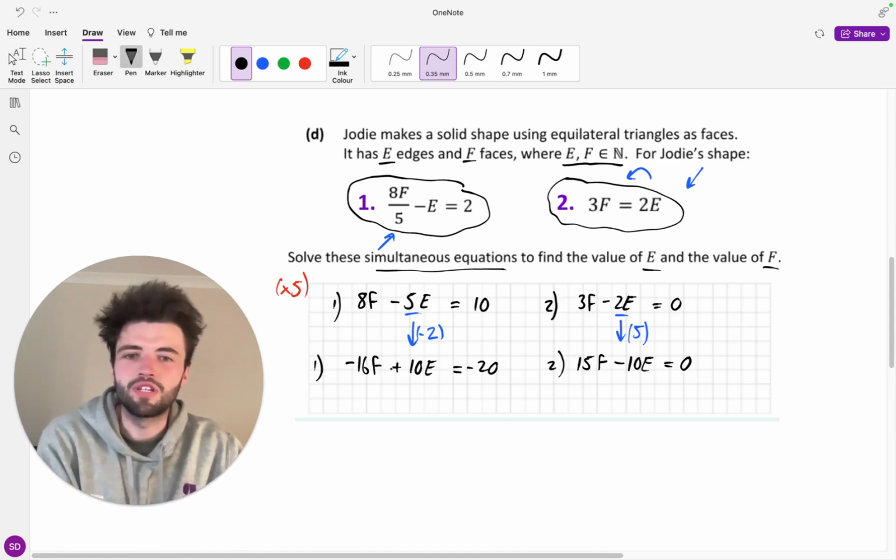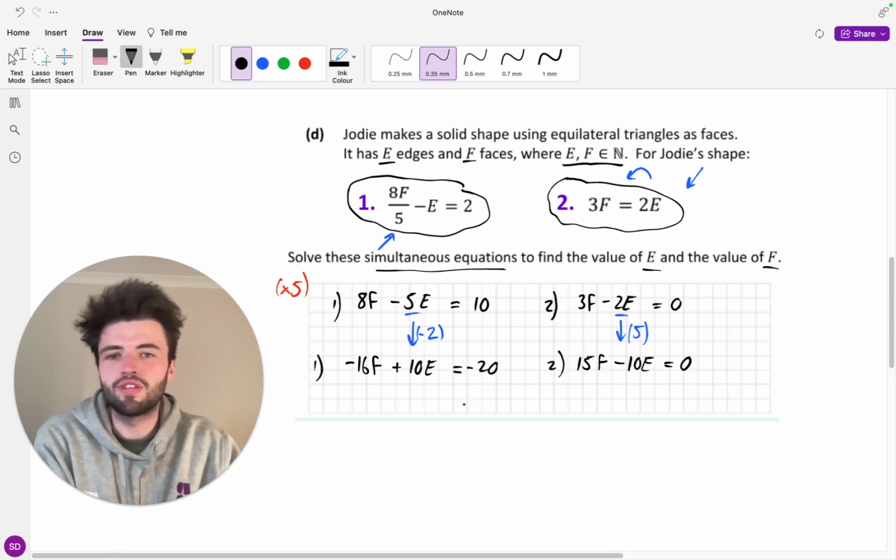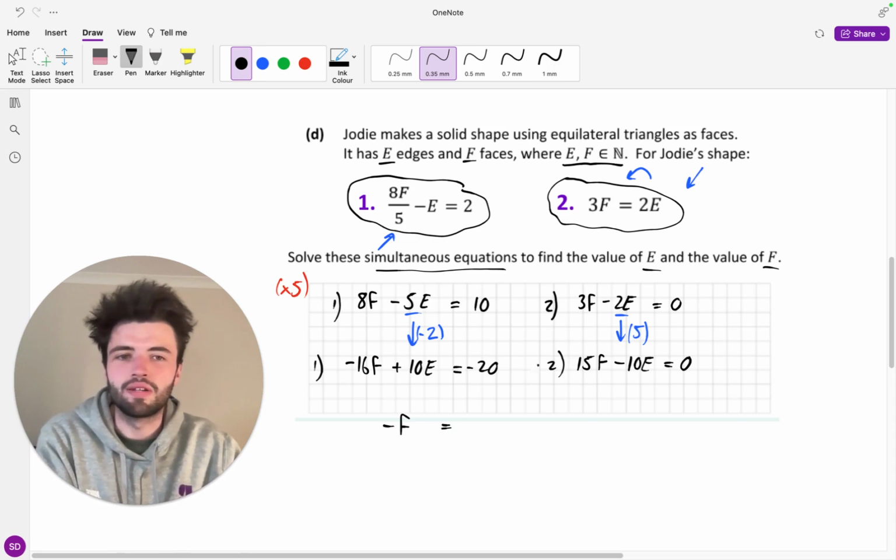So we have in equation 1 minus 16f, and in equation 2 it's 15f, so we're going to have minus 16 plus 15, which gives us minus f. Our e's are going to cancel, and so we just need to do it with the right hand side now, so we've got minus 20 plus 0 is minus 20, and so we can see that minus f is equal to minus 20, therefore f is equal to 20.